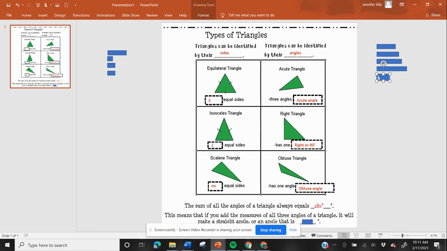So this means that if you add the measures of all three angles of a triangle, it will make a straight angle. A straight angle is an angle that measures 180 degrees. Now you'll notice at the bottom of your page, you have something that says, let's try it, or you try it. And it gives you some instructions for making a 180 degree angle or a straight angle with the angles of a triangle. We are going to do that together when we get back to class. So hold on to this paper and bring it to class with you as soon as we come back from these snow days, and we will do that activity together.